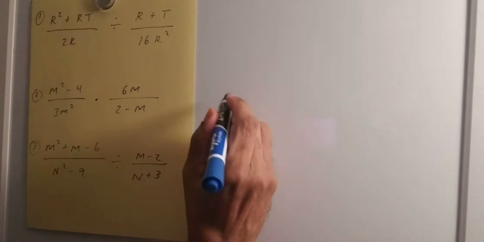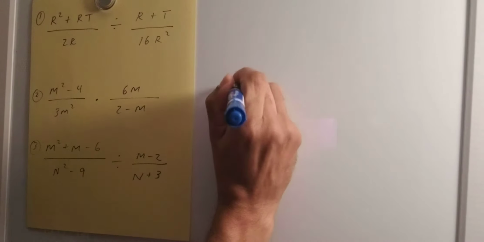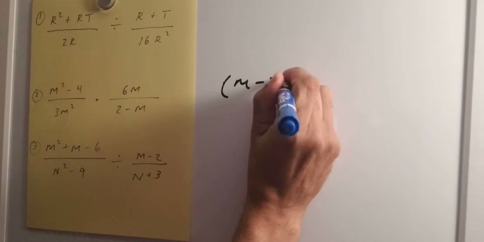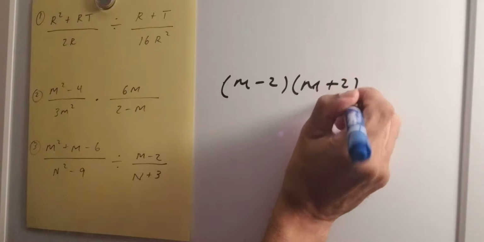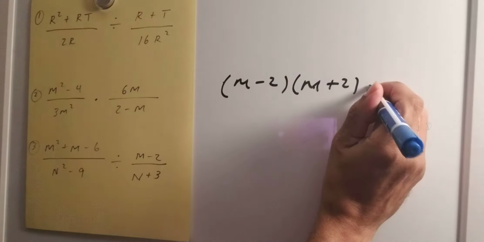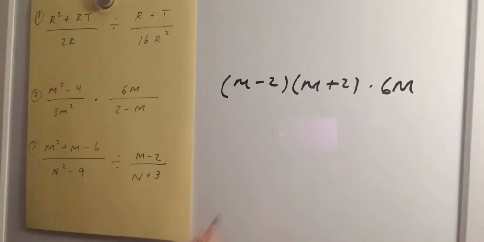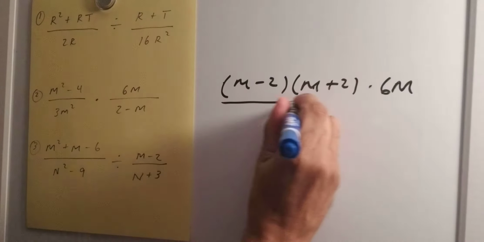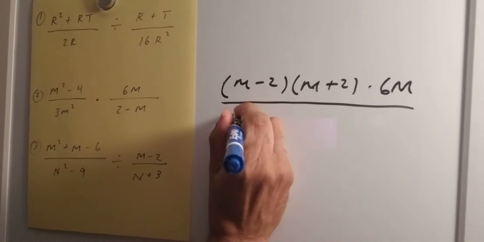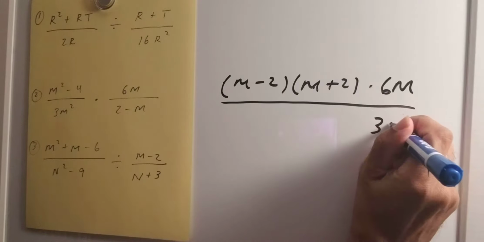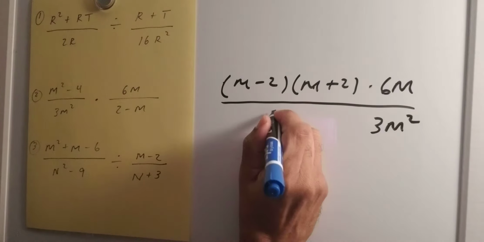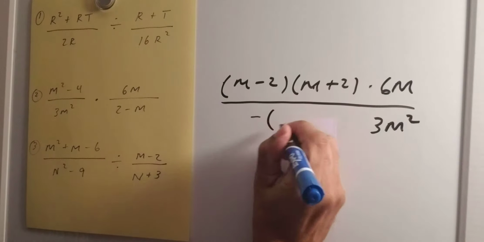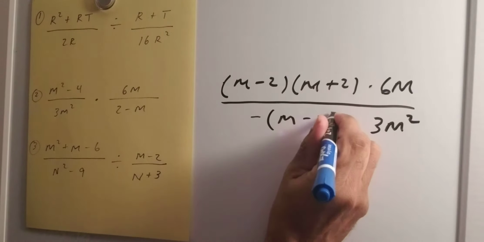Number 2, factoring m squared minus 4, difference of squares, will factor into m minus 2 times m plus 2. Then that will be times 6m. I have 3m squared. I'm going to move that here and match it. Now 2 minus m converts to negative, or the opposite of m minus 2.